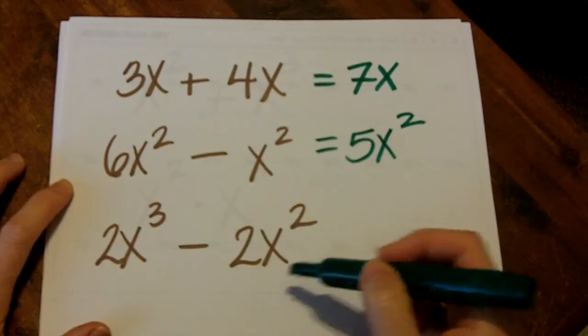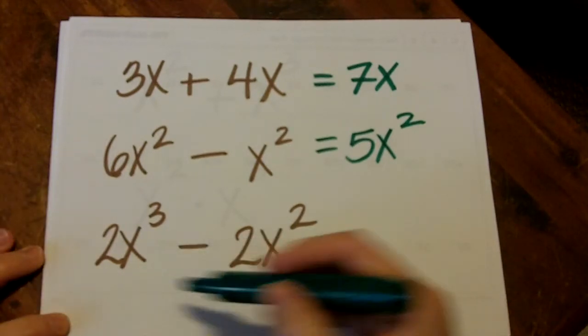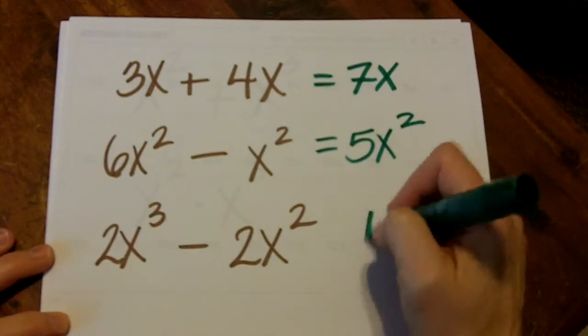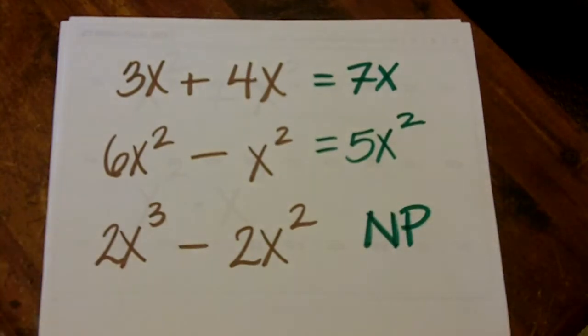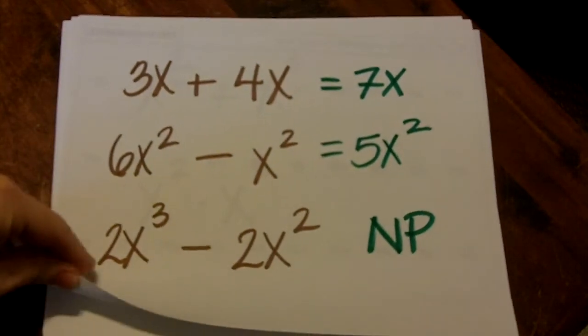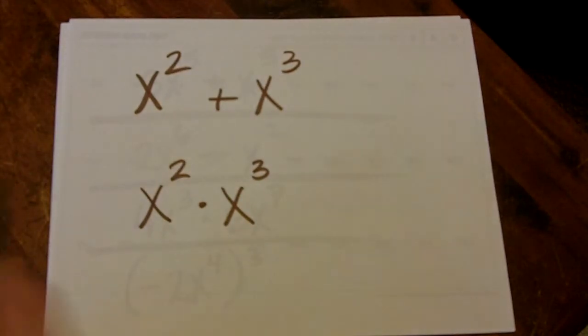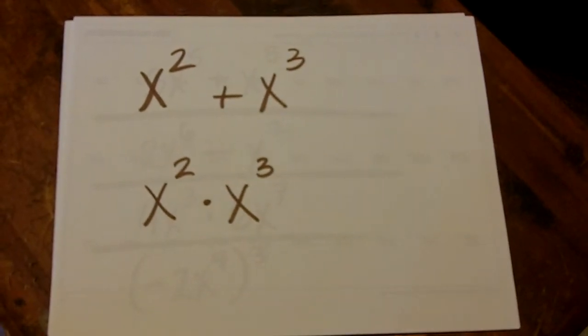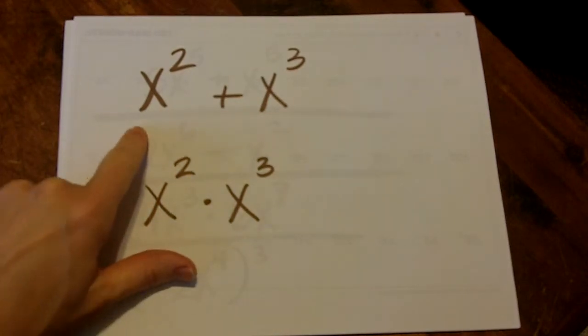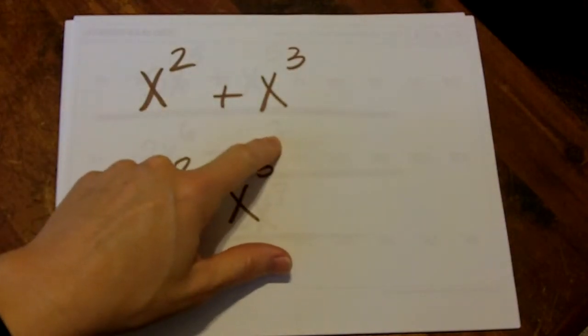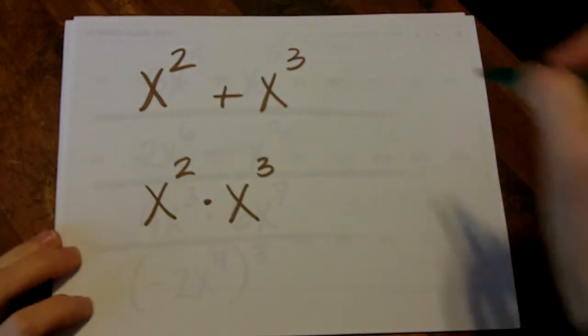2x cubed minus 2x squared, however, they are not alike. So there's no other way to write it, and it is not possible to write it as a monomial. So if you are being asked if this can be written as a monomial, you would say no, it is not possible. Now, like we just showed you, if you have varying degrees for a variable, you can't add or subtract them. There's no way to express x squared plus x cubed as a monomial. It just is not possible.